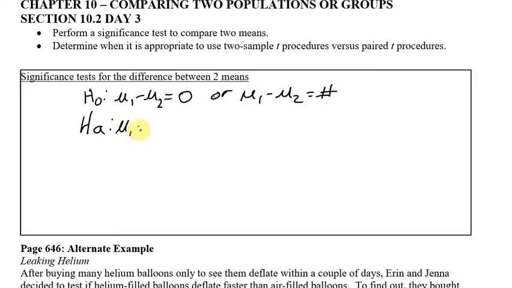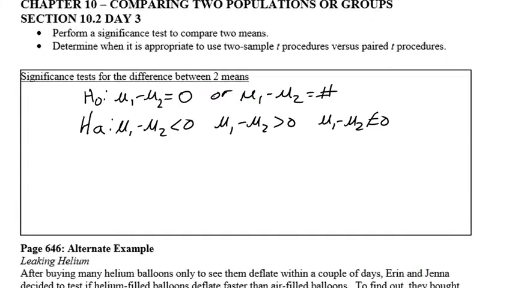So the alternative could be one of three things. It could be that mu sub 1 minus mu sub 2 is less than 0, mu sub 1 minus mu sub 2 is greater than 0, or mu sub 1 minus mu sub 2 is not equal to 0, the two-tailed test, if that's what we're doing.